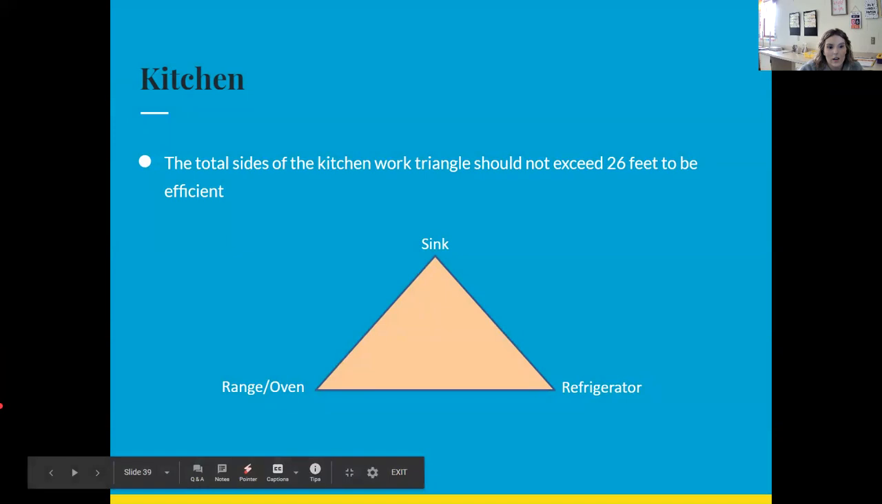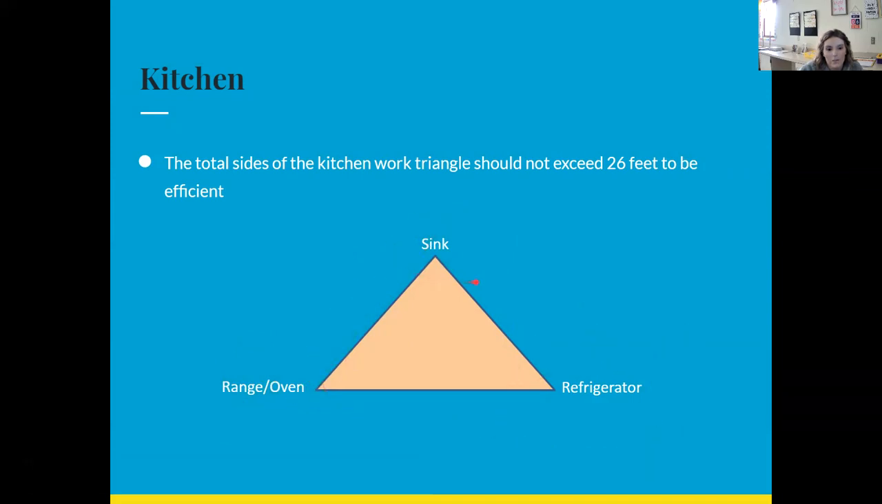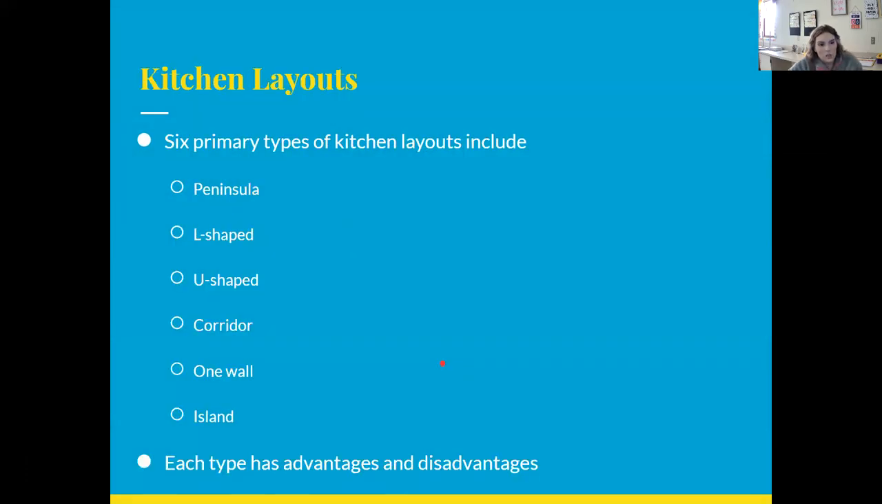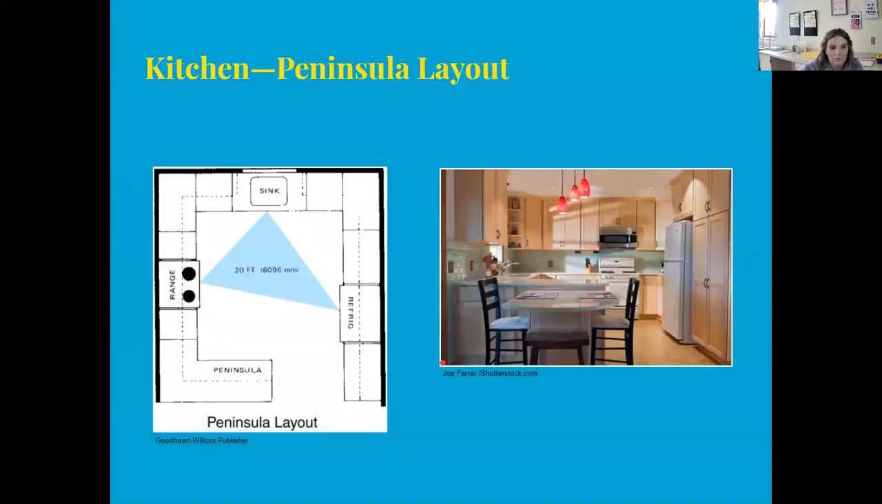So in every kitchen, we try to have a work triangle that is spaced out so that things aren't too close or too far apart. So we have our sink, our range, and our oven, and our refrigerator. We don't want them all right next to each other. We want space between each of them. So here are our different types of kitchen layouts. We're going to go through and look at each of these.